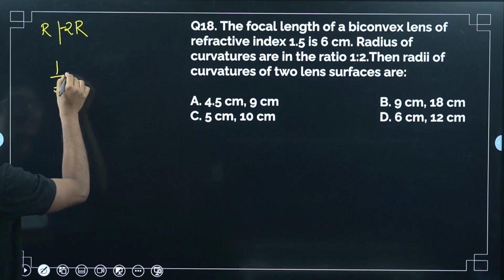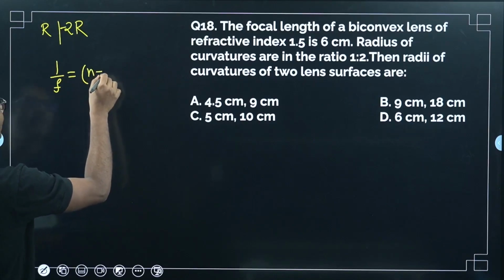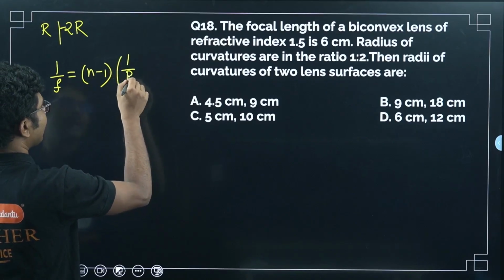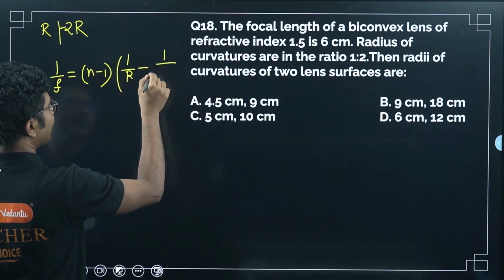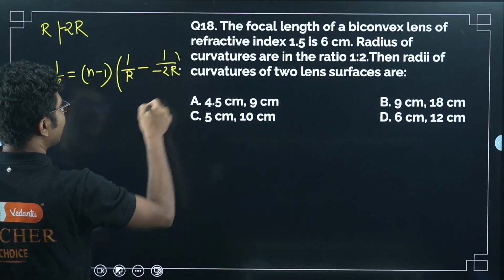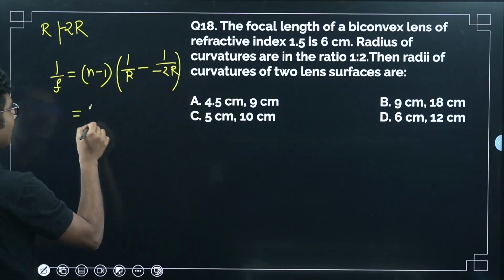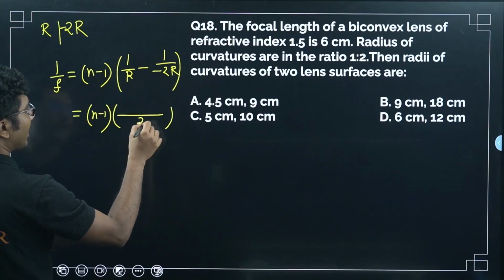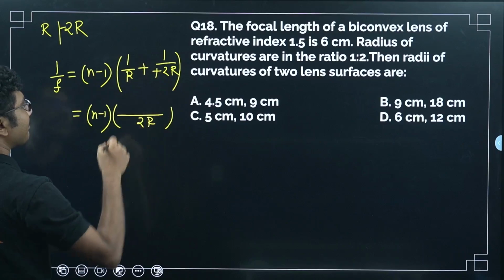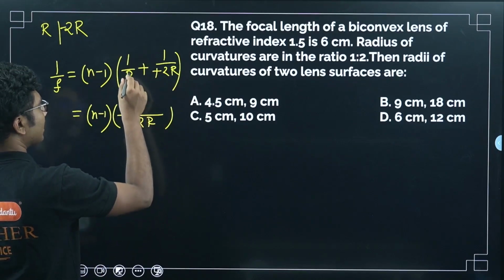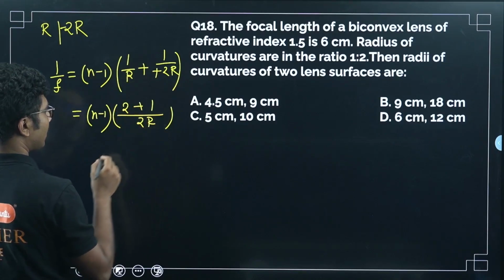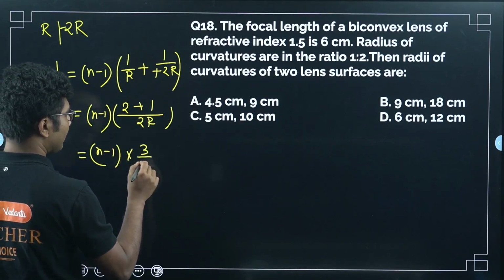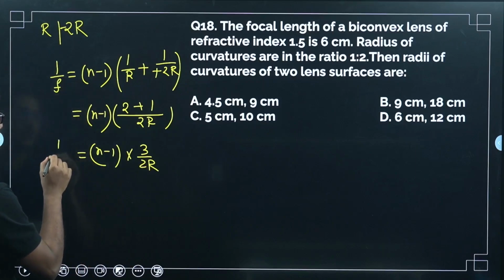1 by f equals (n minus 1) times (1 by r minus 1 by minus 2r). Okay. Let me simplify this first. n minus 1, LCM is 2r. Now this minus minus becomes plus. So LCM is 2r. So it will become 2 plus 1. So (n minus 1) times 3 by 2r. Okay, this is equal to 1 by f.